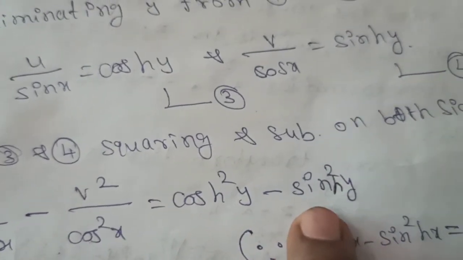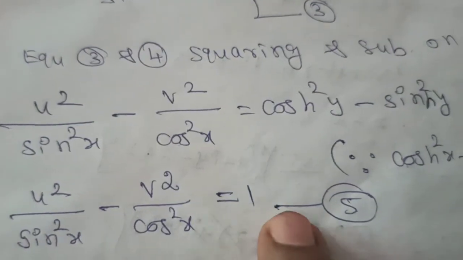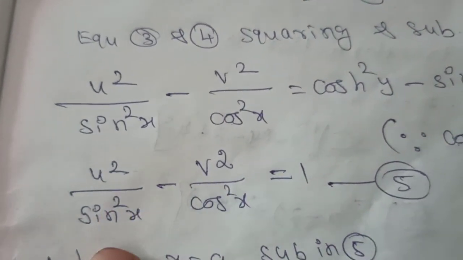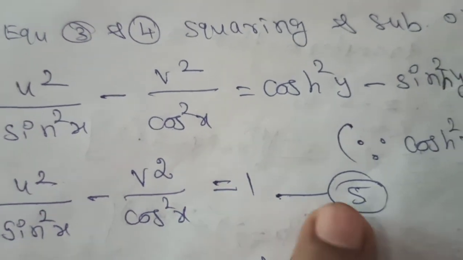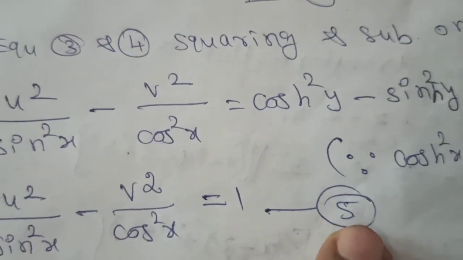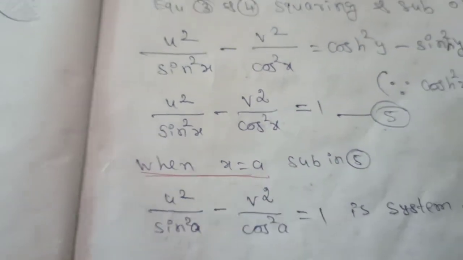Cosh square y minus sinh square y, you have to substitute the 1. That is u square by sin square x minus v square by cos square x, which is equal to 1. You put this equation, take equation number 5.